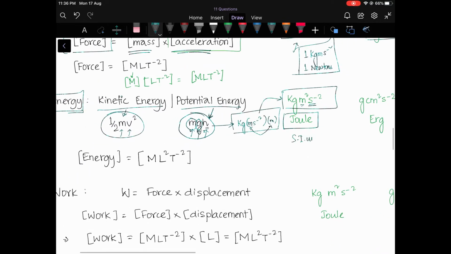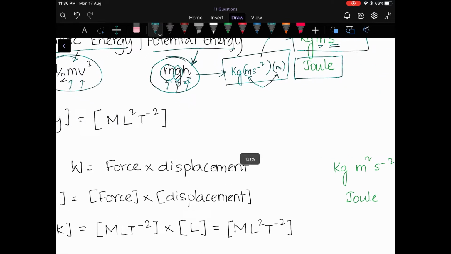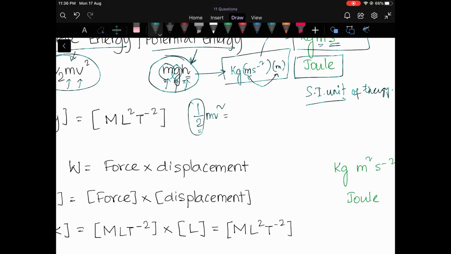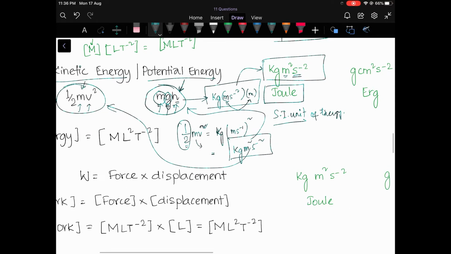Then suppose even if we use half mv square as the formula for kinetic energy, half doesn't have a unit, it's simply a number. m has a unit of kilograms in SI system. Then we have velocity, which is your meters per second, but we have a square here, so we must square it, and then we get kg meter square per second square. This is again, you can see, the same, and it does not matter whether we use this formula or this formula to calculate the SI unit of energy. And this SI unit of energy that we get, that is your kg meter square per second square, is what is known as joules for us.